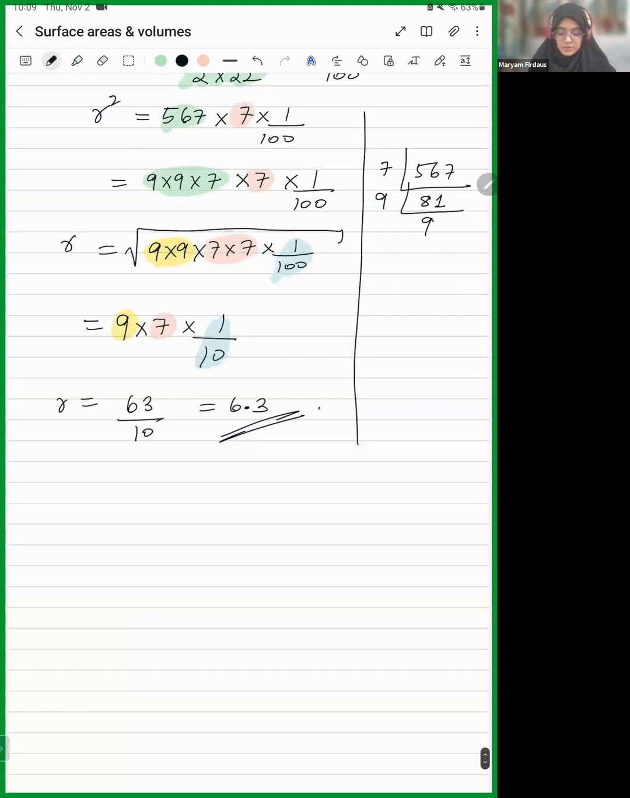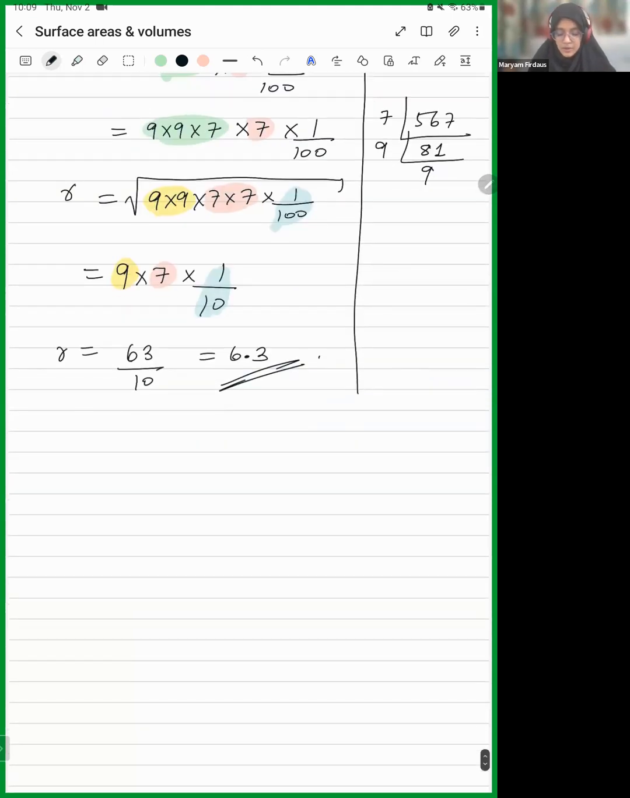Okay, so in that way, we have found the radius. Now we are supposed to find the volume of the dome. Volume of a hemisphere is how much? Preshita? Yes, ma'am. What is the volume of a hemisphere? Ma'am, 2 by 3 pi r square. Sorry, cube. 2 by 3 pi r cube. So 2 by 3, and pi is 22 by 7 again. R cube, 6.3, 6.3, 6.3. Please calculate this, everyone.